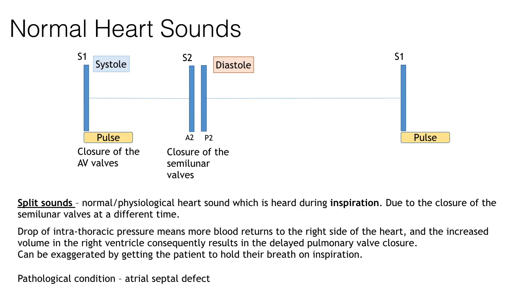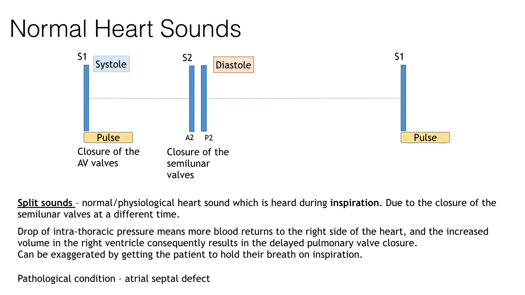A normal variation of the heart sounds is split sounds, and this is when S2 is heard as 2 separate sounds. It is a normal and physiological heart sound, which is heard during inspiration, and it's due to the closure of the semilunar valves at a different time. So when we inspire, there is a drop in the intrathoracic pressure, and this means that there's more blood returned to the right side of the heart. This increased pressure in the right ventricle will result in there being a delayed pulmonary valve closure. You can get a patient to exaggerate this by getting them to hold their breath on inspiration.